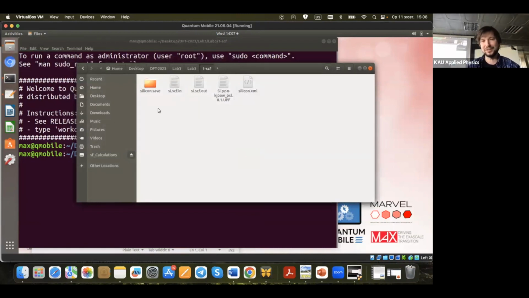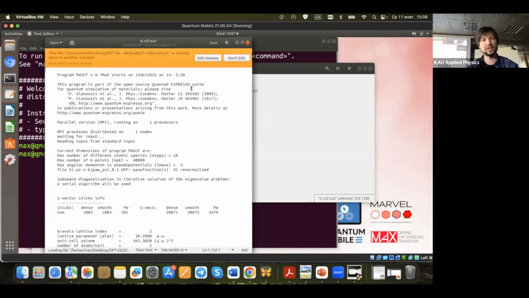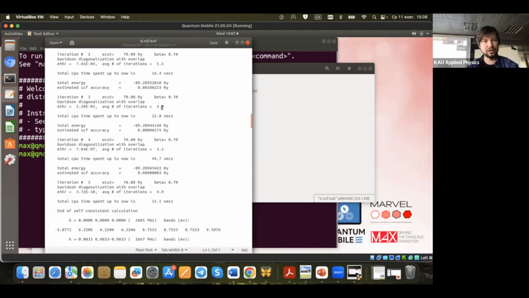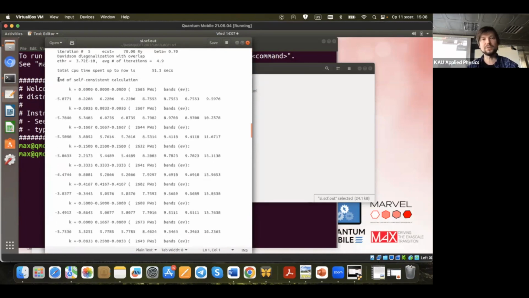Okay, I have finished this calculation. We can compare. For example, you see scf.out, and what I'm interested in. You see this part, k = 0, 0, 0. It's the center of our Brillouin zone, the gamma point. And then you see 8 numbers, 1, 2, 3, 7, 8 bands. So each of these numbers corresponds to some energy band.